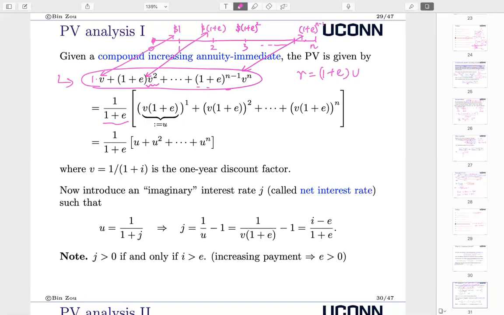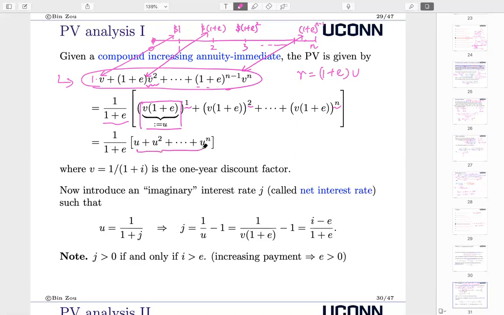After doing this, we are able to have both V and 1 plus E in the same order, right? So that's why here's order 1, order 2, goes all the way to order n. And then we introduce U to denote this. So U is the whole thing. Then inside the bracket, it becomes U plus U squared plus all the way to U to the nth.